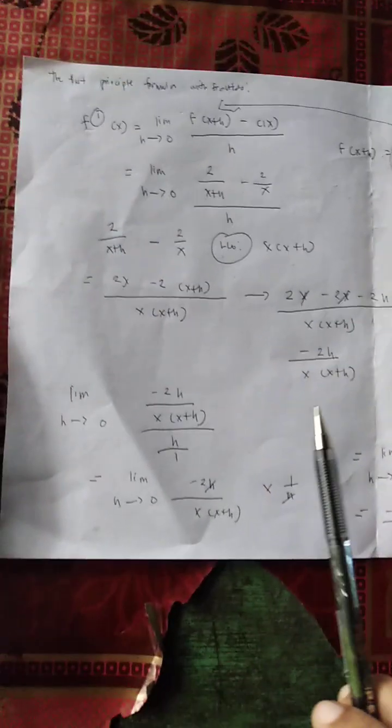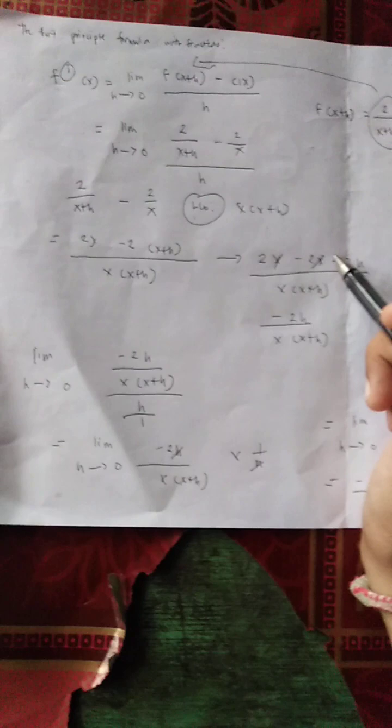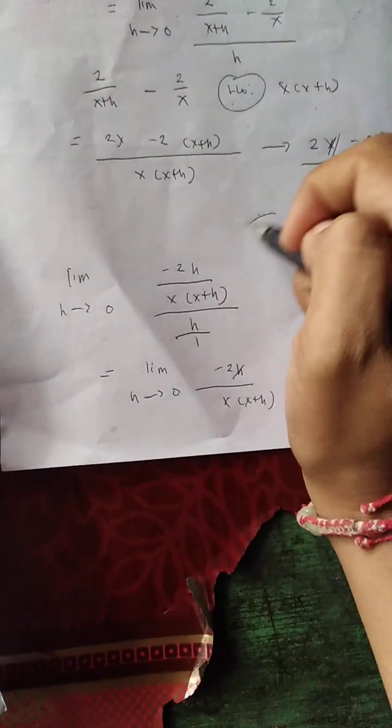Then what we can do is neaten up the top a little bit, so we can multiply the negative into the bracket. Just multiply the bracket, and so the 2x's cancel, and what we end up with is negative 2h over x times x plus h. So now I'm going to take this expression and put it back into the equation.